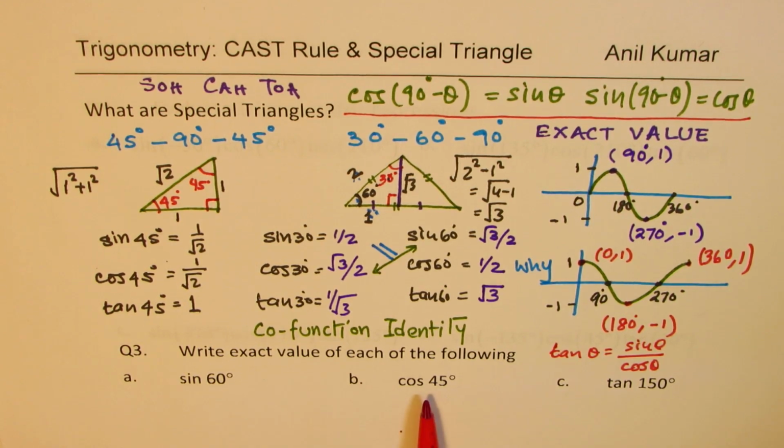Now these two are in quadrant 1, they should be positive. 150 degrees is in quadrant 2. You need to figure out for tan, should it be positive or negative. You could use the CAST rule.